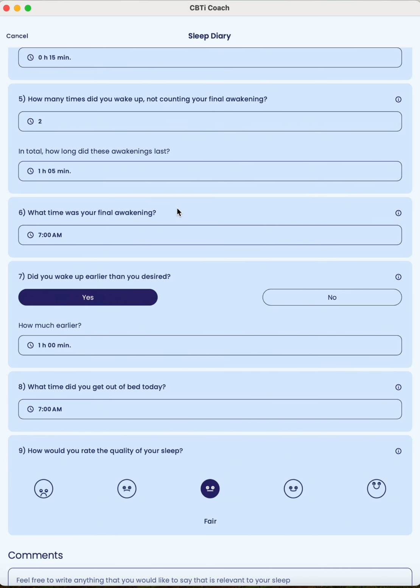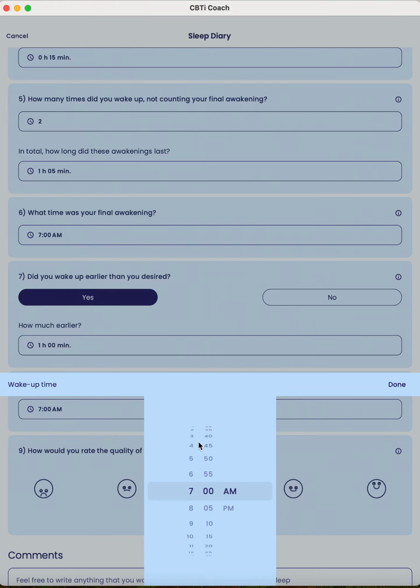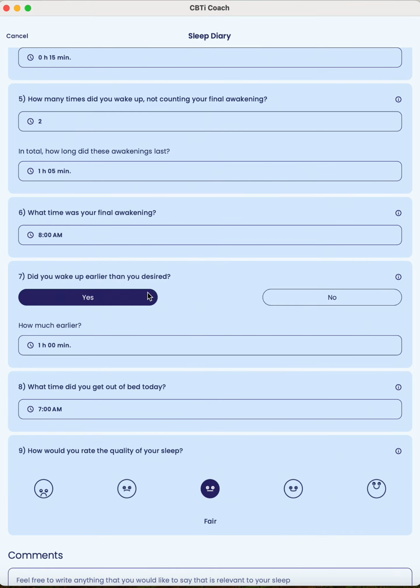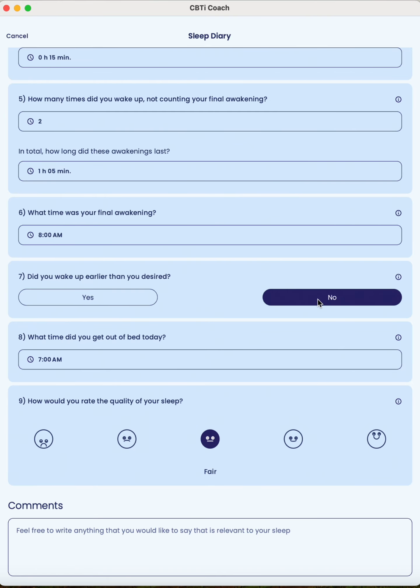Question 6 is asking, what time was your final awakening? So in this example, let's say that we wanted to wake up at 8 a.m., okay? So we had a middle of the night awakening at 6 a.m. We were awake for an hour, but we fell back to sleep at 7 and slept until 8. So then I would choose 8 a.m. as my final awakening, and I wanted to wake up at 8. So it says, did you wake up earlier than you desired? No. I would say no, because I did fall back asleep and I woke up when I wanted to, when my alarm went off at 8.